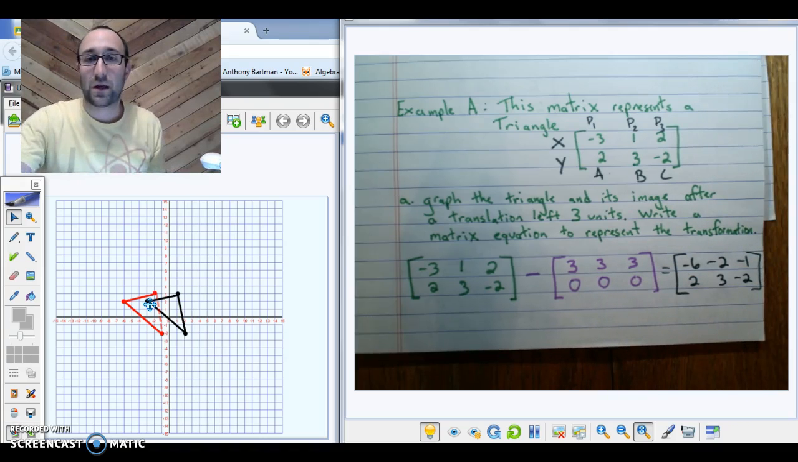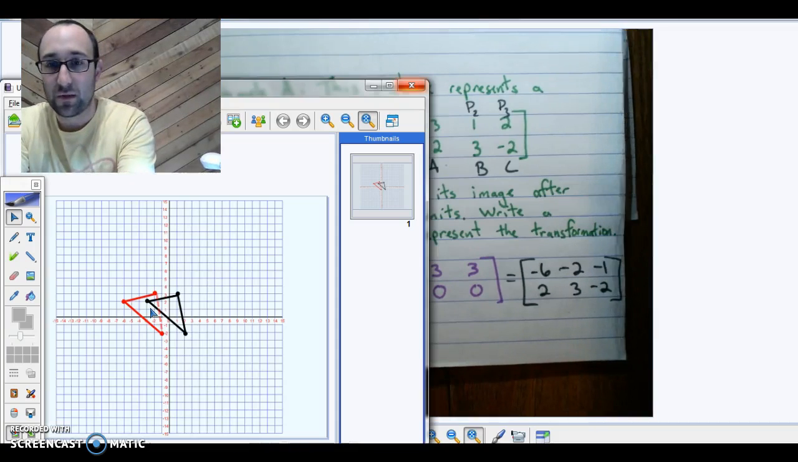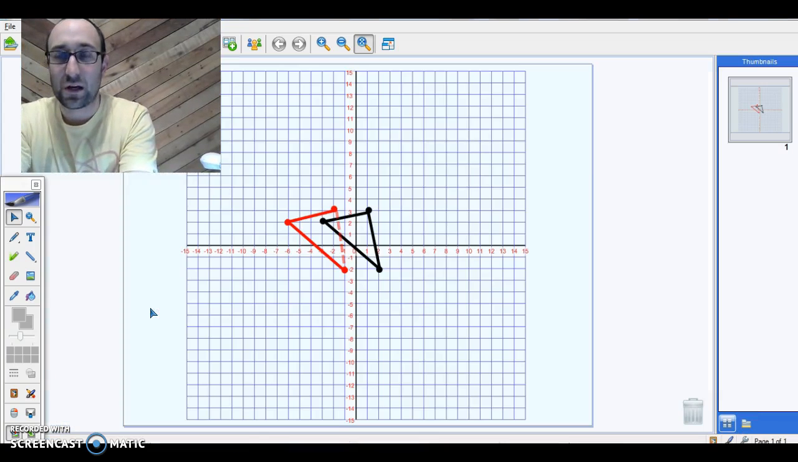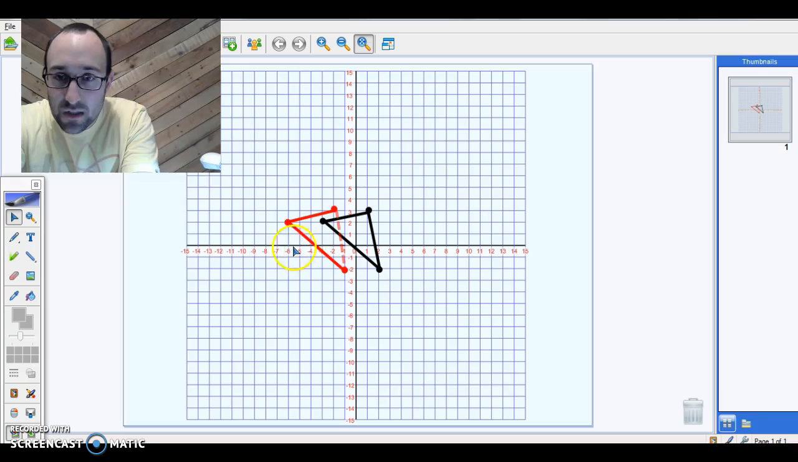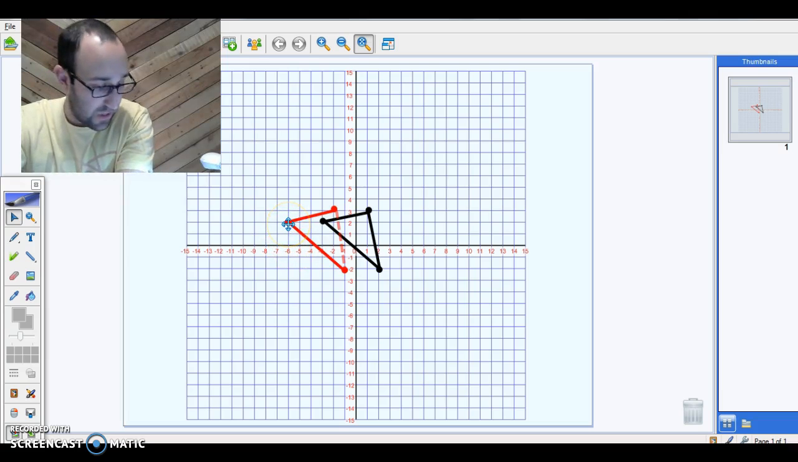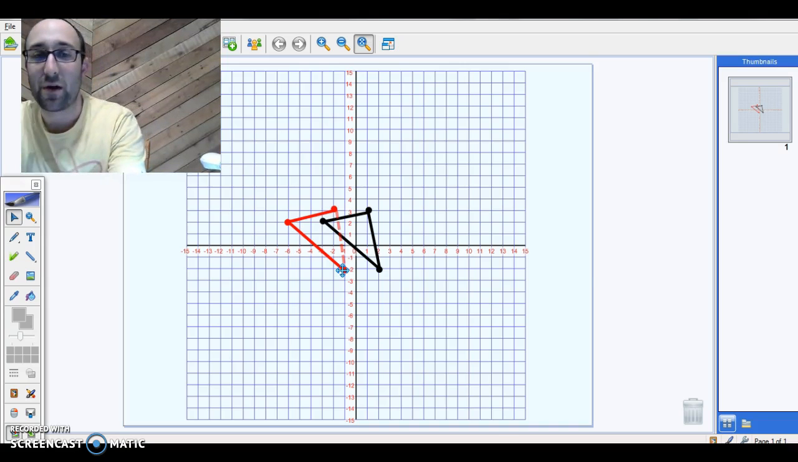And if we just go back here and check this real quick, let's make it nice and big so we can see it. Are those coordinates for the x negative 6, 2? So if I go to negative 6, 2, yes it is. And the next one is negative 2, 3. I go negative 2 up to 3. That works out. And the last one is negative 1, negative 2. So right there, it's perfect. So we did the matrix correct.